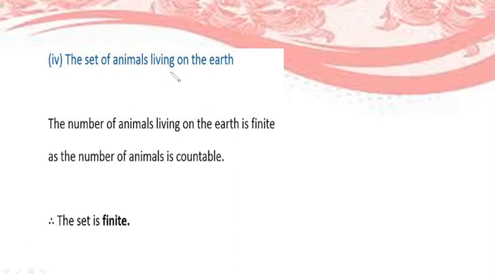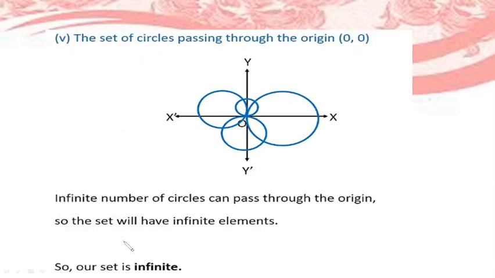Fourth part, the set of animals living on the earth. Can we count the set of animals living on the earth? Yes, we can count. Although it will be a huge number, still we can count it. The number of animals is countable. So it means this is a finite set.